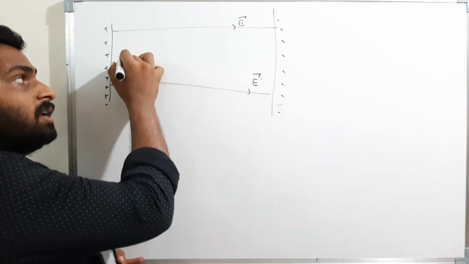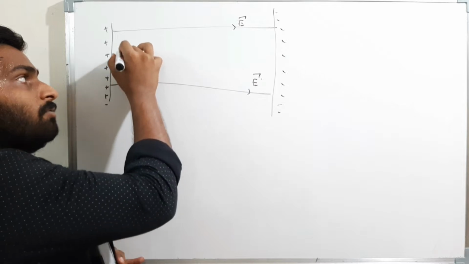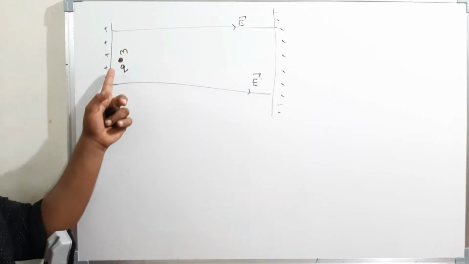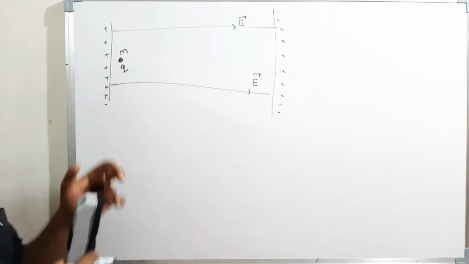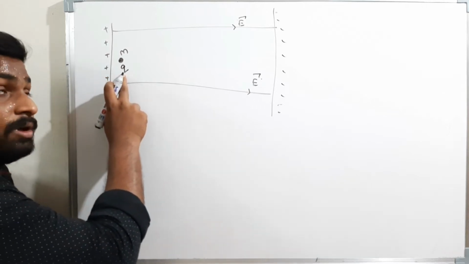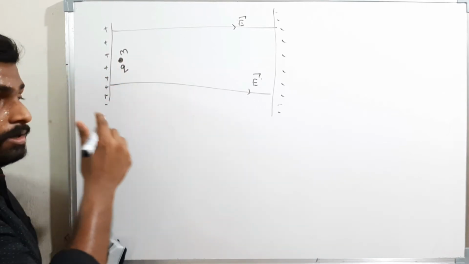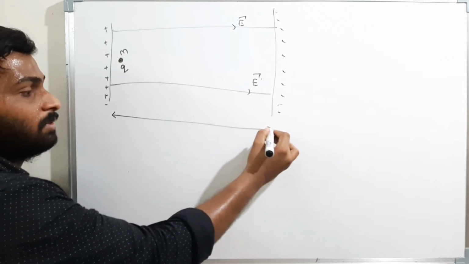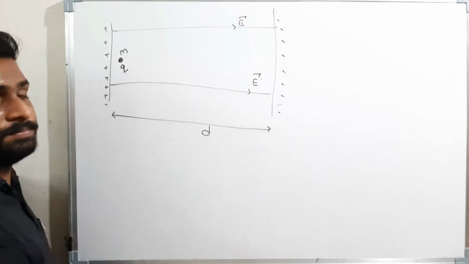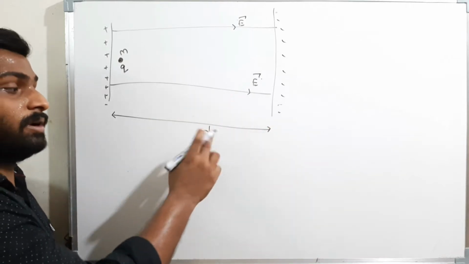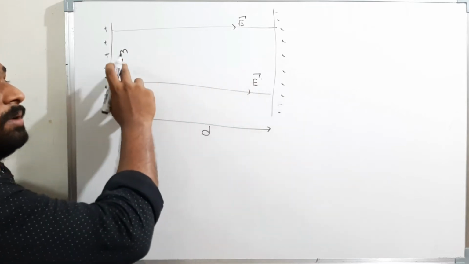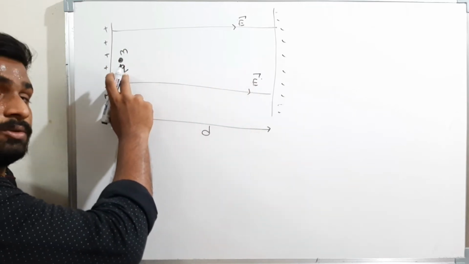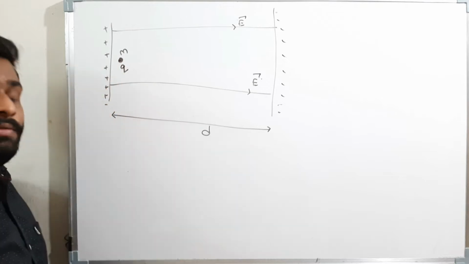Now, if I place any charge Q of mass M at the start, that means near the positive plate, where the distance between the two plates is D, the electric field is E, the mass is M, and the charge is Q. Now it is placed near the positive plate. Well and good.